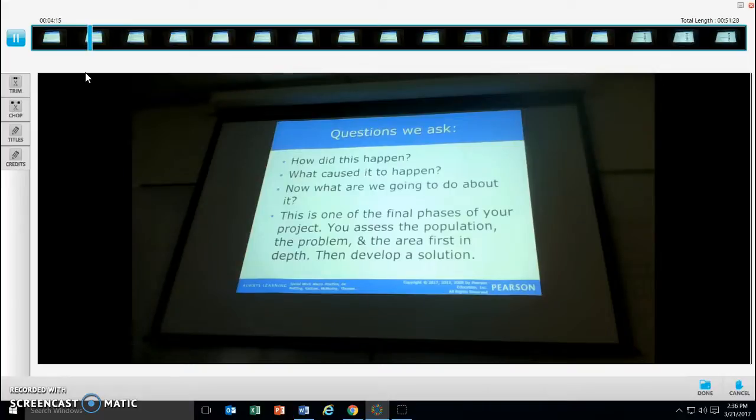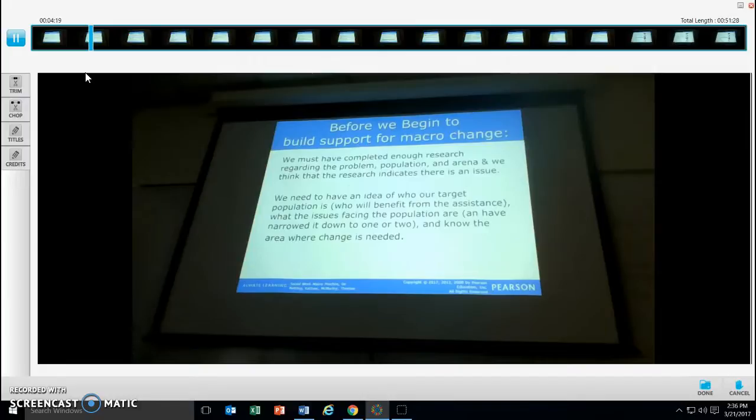So you assess the population, the problem, and the area first in depth, and then you're going to develop a solution. Before we begin to build support for the macro change, you have to have completed enough research regarding the problem, the population, and the arena, and then believe that the research indicates that there's an issue. So it's not just a guess.